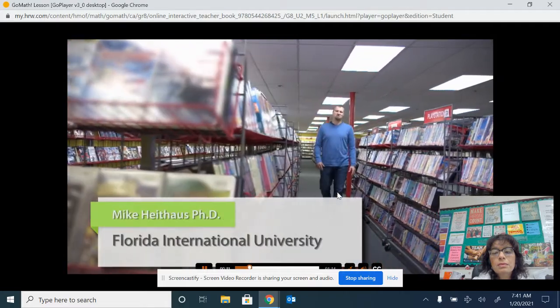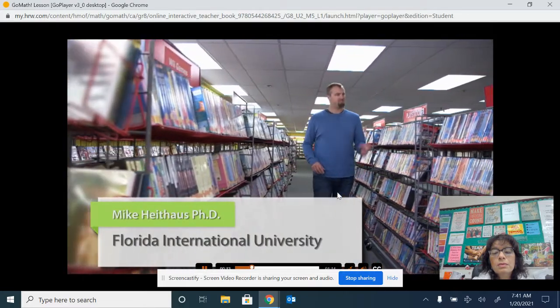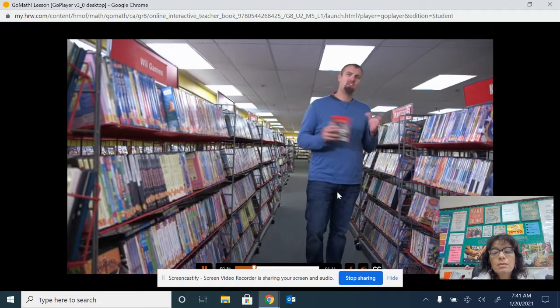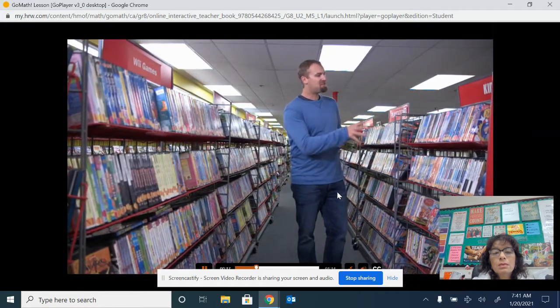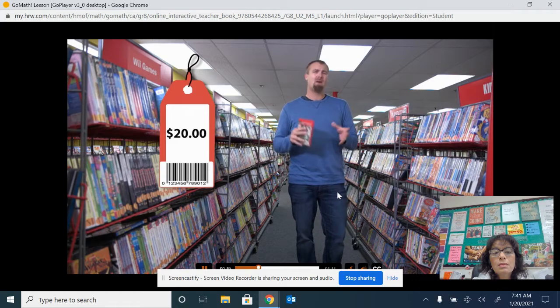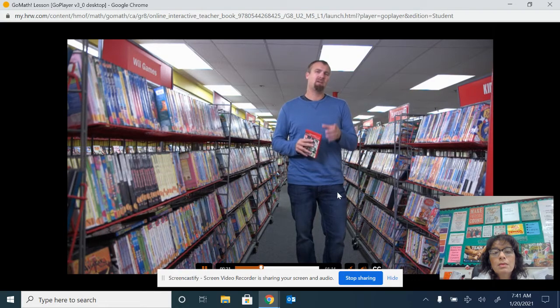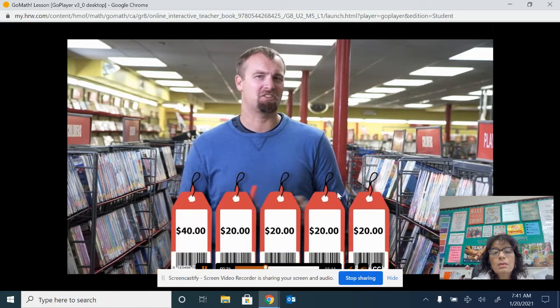I love video games, and so do some of my friends. I'm here to buy this game. It costs $40. Now these games are on sale for $20, and I want to buy a few for my friends, but I don't want to spend too much. I need to figure out how much it's going to cost to buy different numbers of video games. That's where math comes in handy.